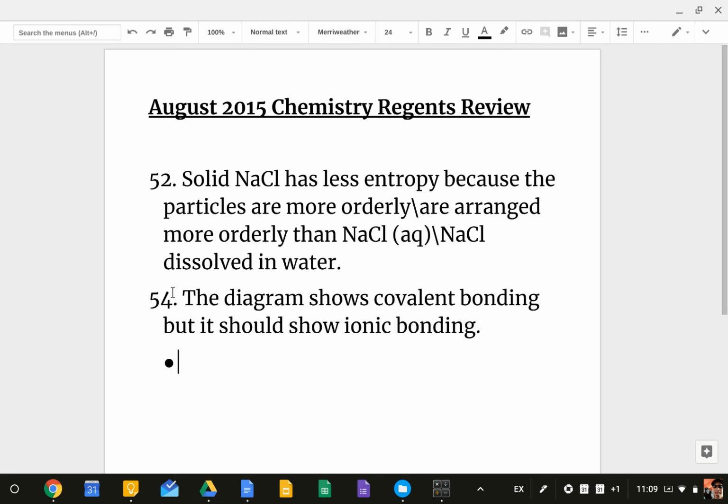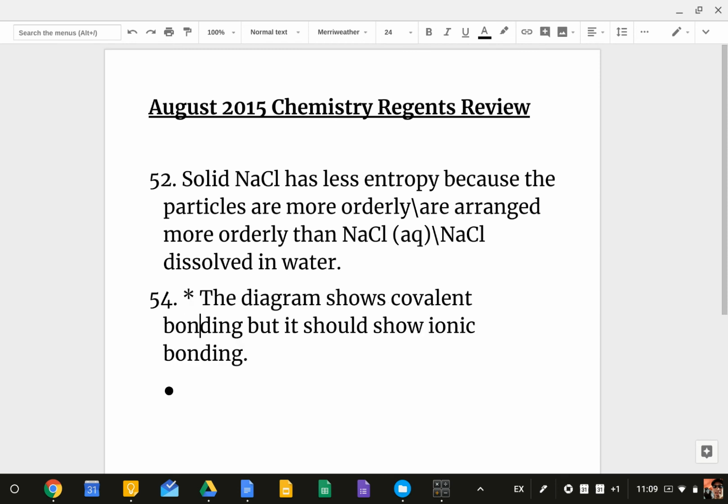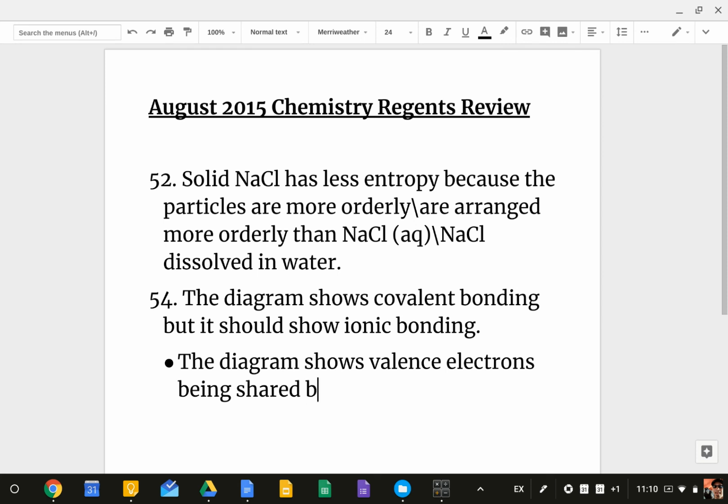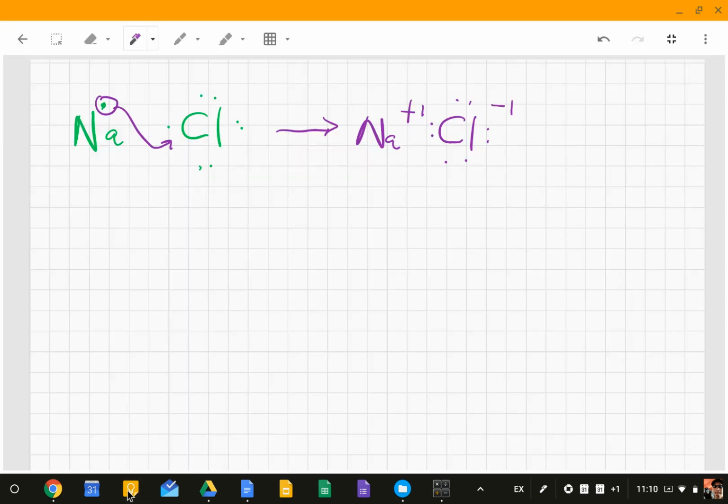Let's see what else. So there's a few different answers. So we got 1 there. But what's another possible answer? How else could we describe this? We could say that the diagram shows valence electrons being shared, but they should have been transferred. By the way, ionic bonding is when electrons are transferred from one element to the next. That's why this represents an ionic bond.